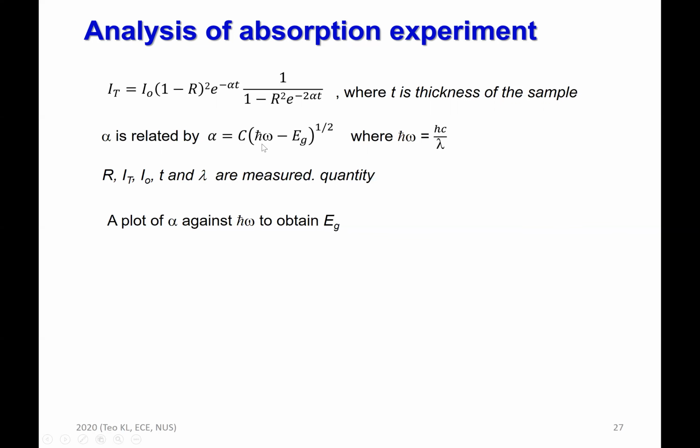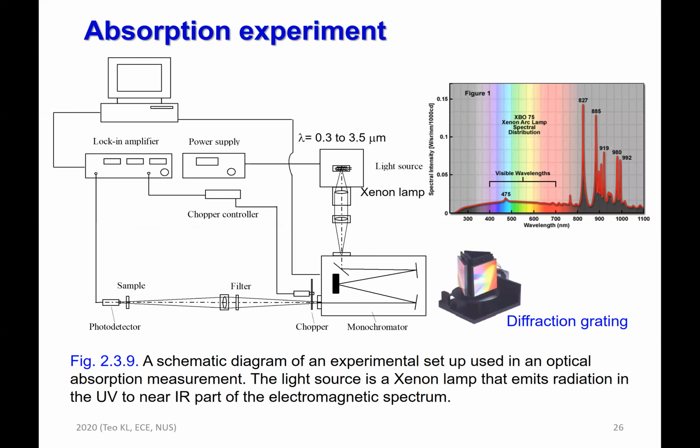So these are the measured quantities. So the only value that you need to find is alpha. If you have all the rest of the values and you can plot alpha against the incoming photon energy or incoming wavelength of the light, you can obtain the band gap energy. So in this experiment, this is your sample down here.